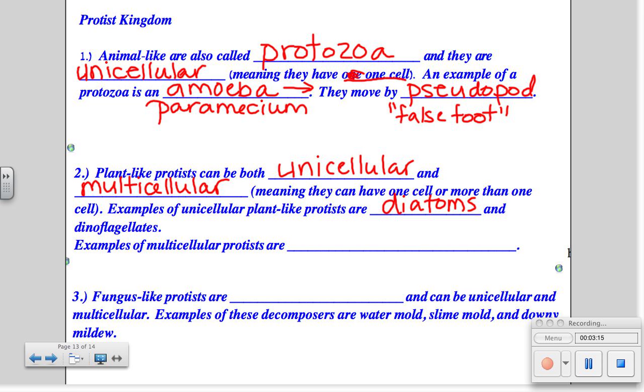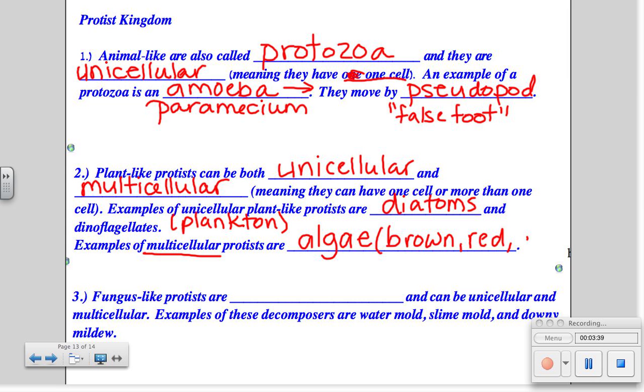And dinoflagellates, which are also called plankton. And these guys are unicellular, they just have 1 cell. And examples of multicellular protists, meaning they have more than 1 cell, are algae. Algae can come in 3 different types. There's brown, red, and green.